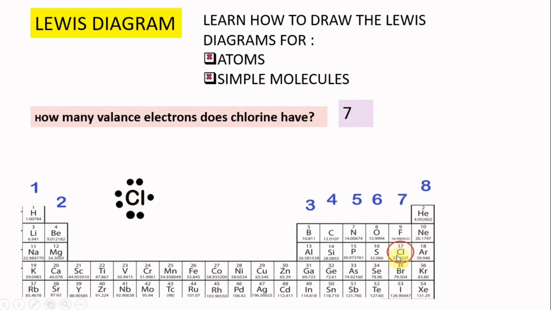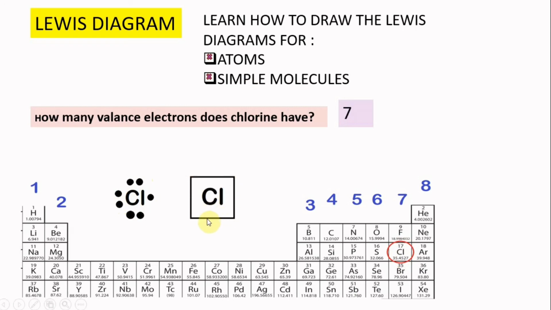Now, there is an order for drawing these dots. Imagine that around the element you have a square. On each side of the square, you're going to draw only two dots. You can draw one or two, but not more than that, and try to do it in order.